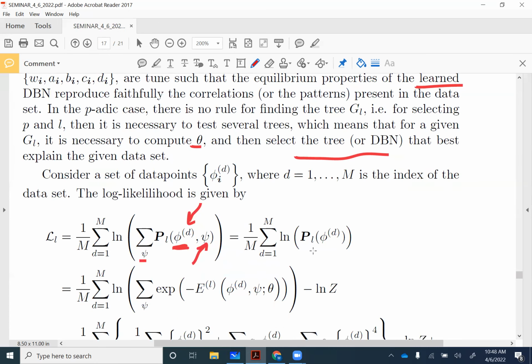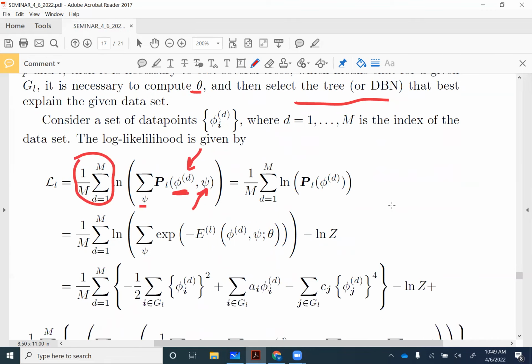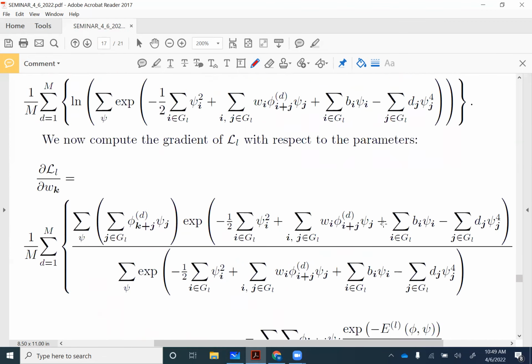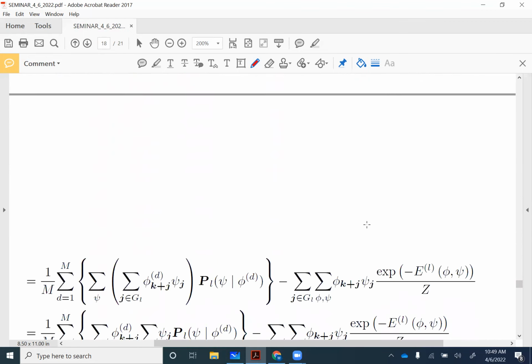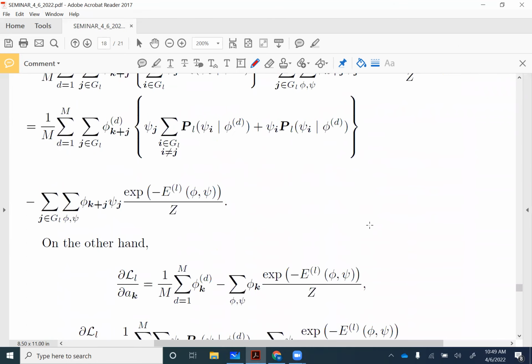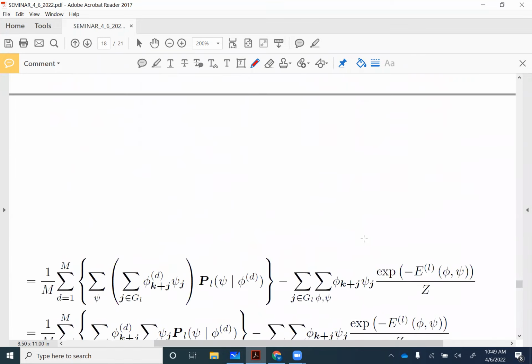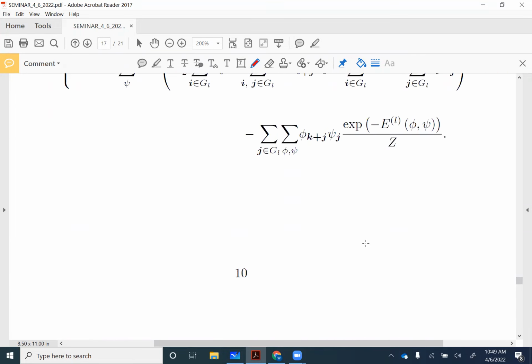So now we have to work with this expression, and we have to repeat the calculations that we did before. But notice that here there is something new. We have an average involving the data set. It is necessary to do all these calculations because we need the gradient. Here we have the answer. Let me see the answer. What is the answer?